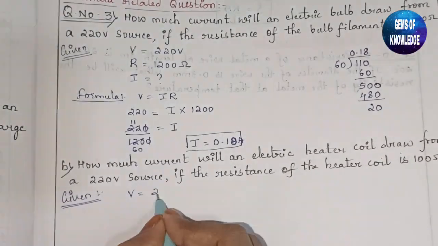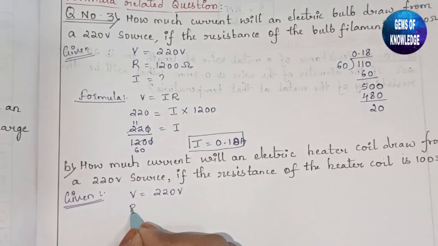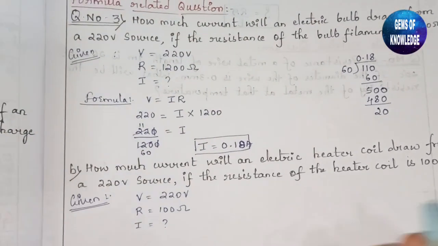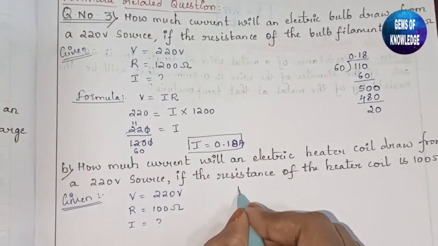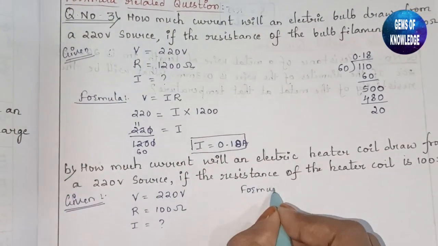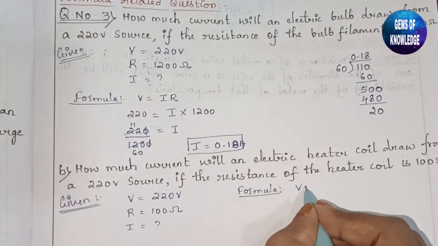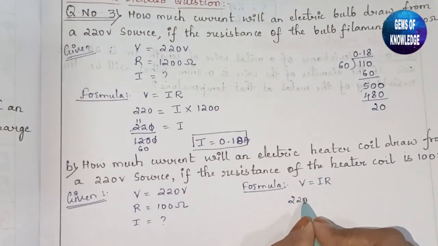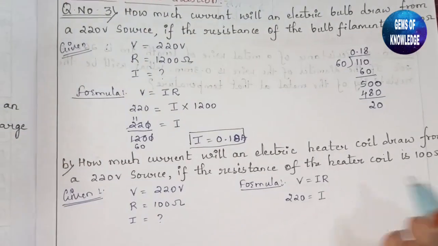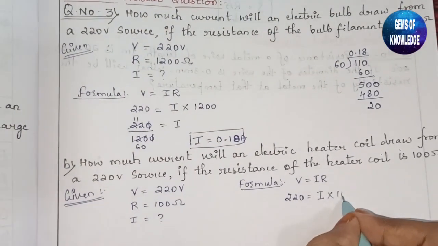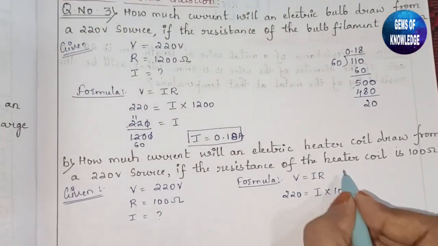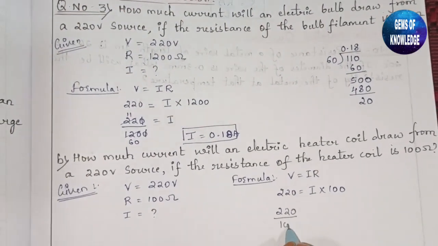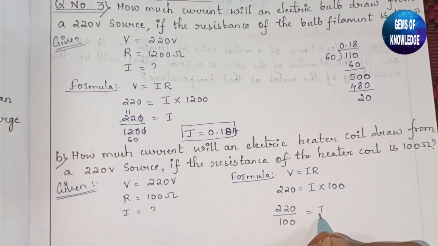V is equal to 220 volt, R is equal to 100 ohms, and we have to find I. The formula is V equals IR. Substitute the V value, 220; I we don't know, so we keep it as it is; into R value, 100. Let us bring this 100 to this side. It becomes 220 divided by 100 is equal to I.